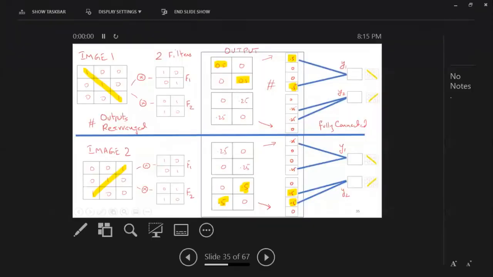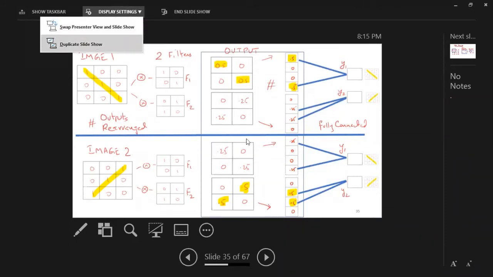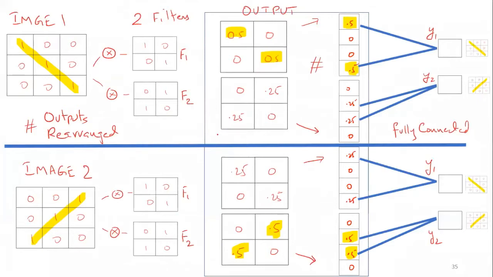Make it a little bigger. I hope people can see online as well, okay?